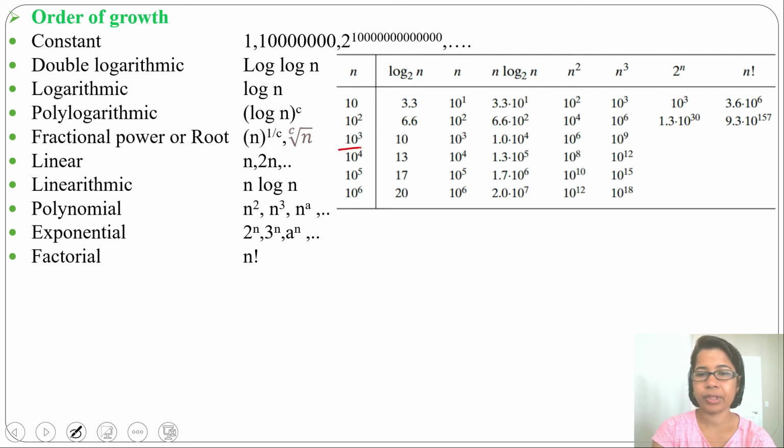If we check for 10 power 3, then 2 power 10 power 3 will be so big, and even 10 power 3 factorial will be such a big number that we cannot write it here. This is another way of checking order of growth: you can substitute some value in place of n and check it. There is another way of comparing functions, by limit.